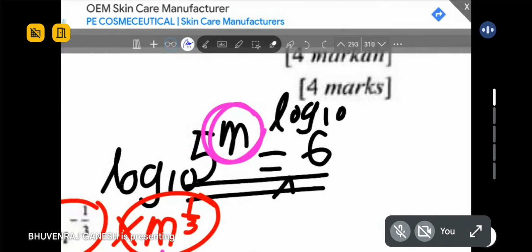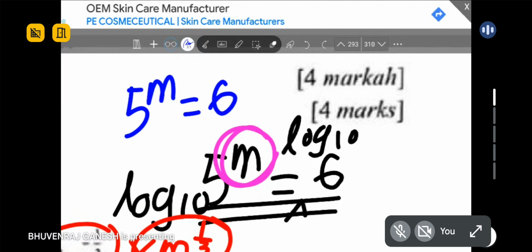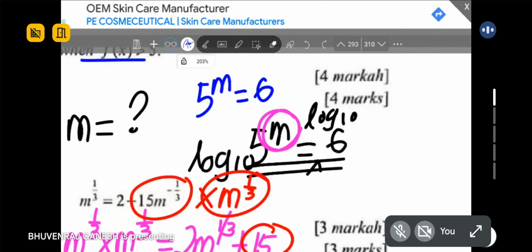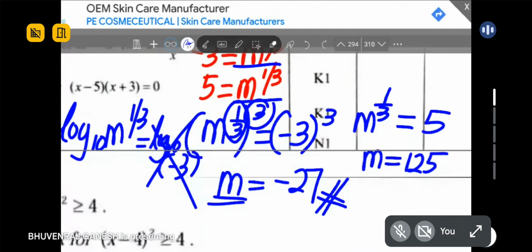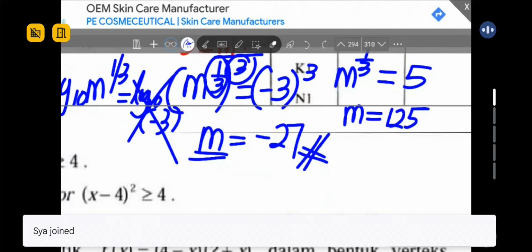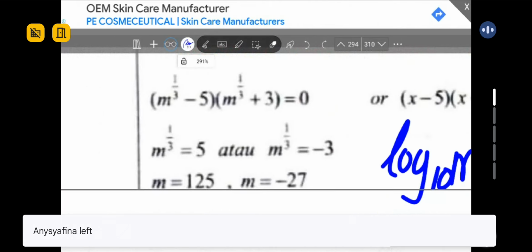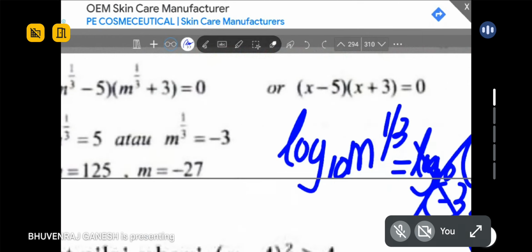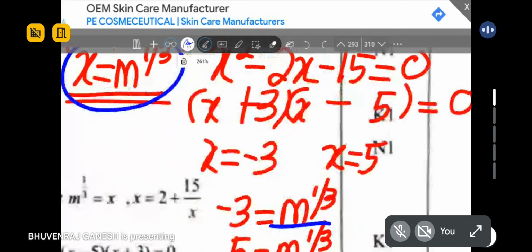Contoh macam ni tadi. 5 kuasa m sama dengan 6. Kalau kamu nampak pemboleh ubah tu sebagai kuasa. Faham tak? Kena jadi kuasa sahaja. Alright? Okay. So now, you guys see you have two answers, right? Ada dua jawapan kan? Okay, let's check and see. Yes, correct. Okay, the answer is 2. So you no need to reject negative answer, guys. Tak perlu tolak jawapan negatif. You can accept both of the answer.